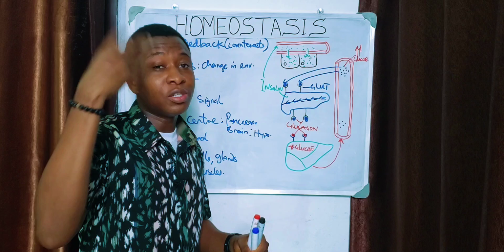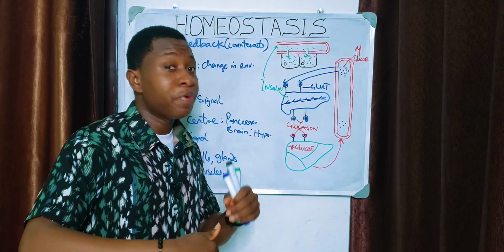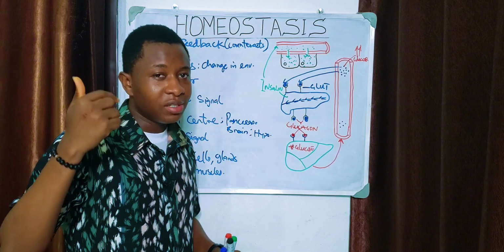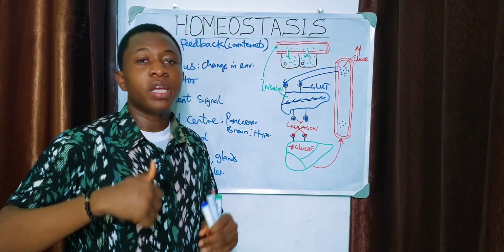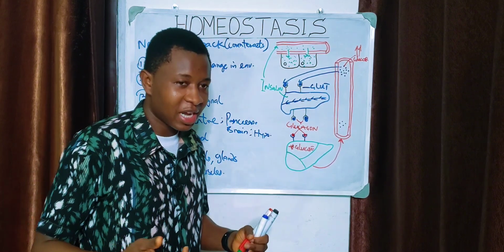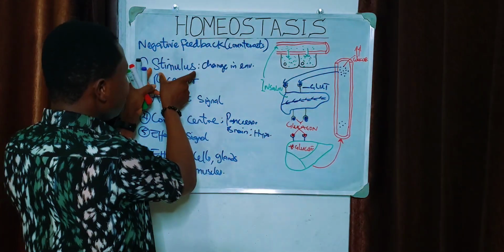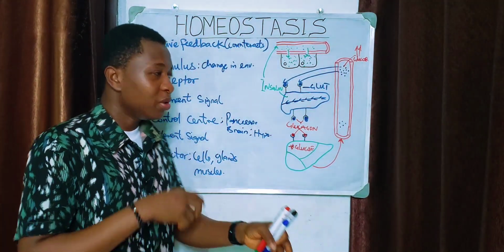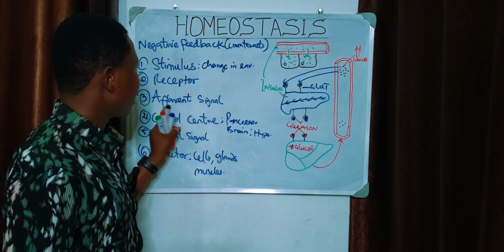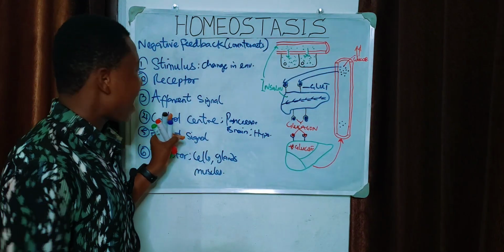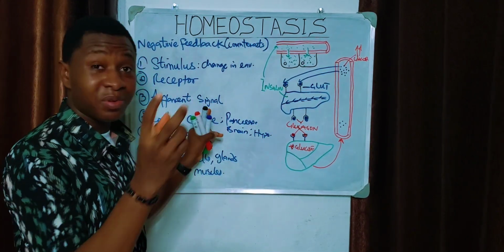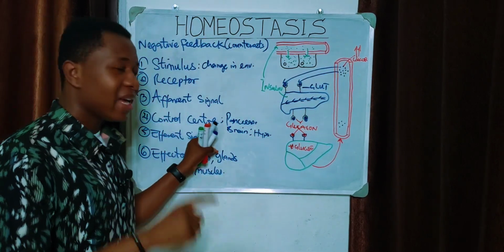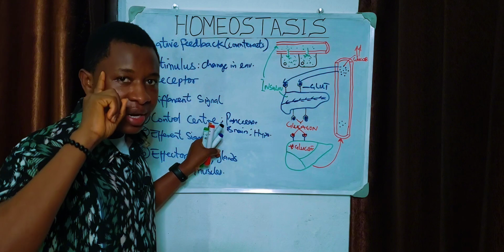Okay. So you have the sun hitting you so much that your temperature increases. Remember, the sun is an external stimulus. When your temperature increases, that stimulus is the temperature. The receptors are the thermoreceptors on the skin. So the receptors receive the stimulus and send the afferent signal to the control center. In this case, it is the brain.